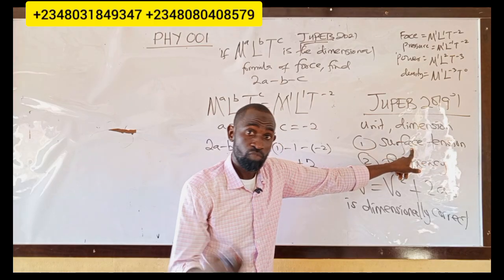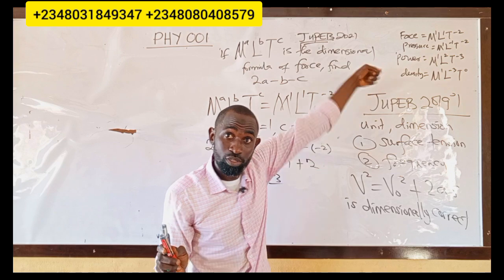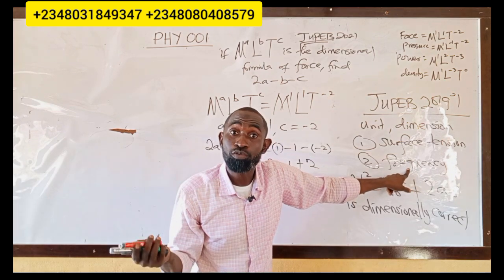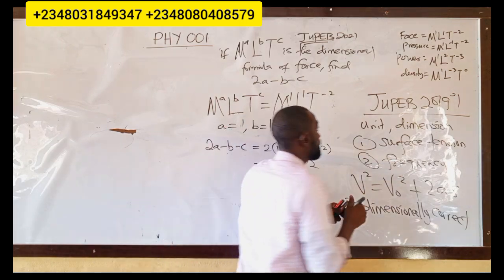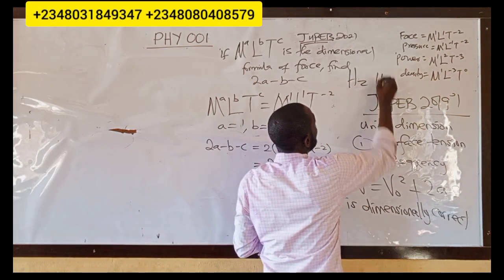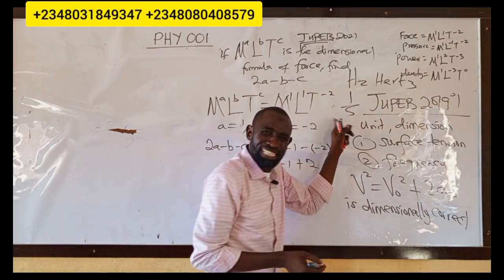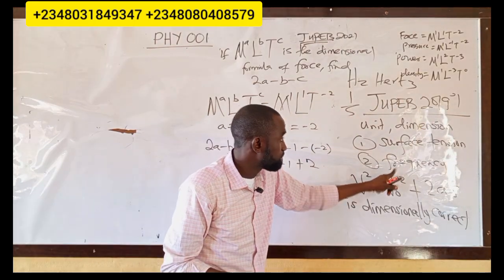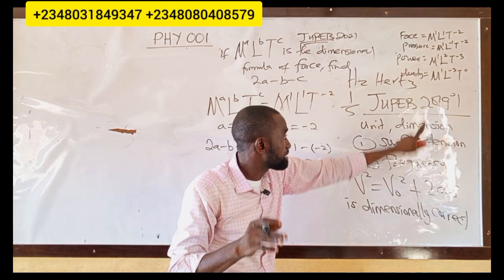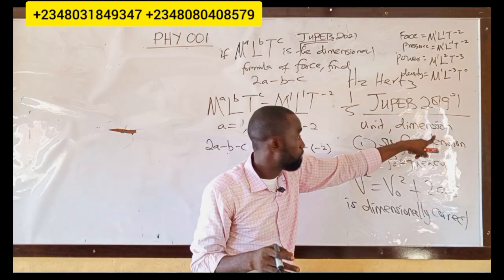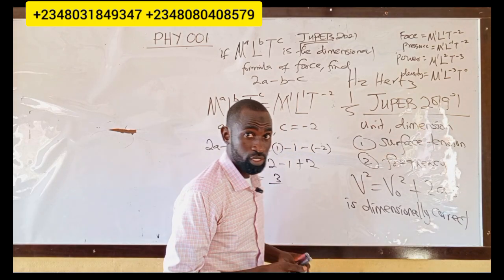Surface tension is force over length. I'm giving you the formula, so go and get the unit and dimension. What is frequency? Per second. It should be in hertz, H-E-R-T-Z, or per second. So surface tension is force per unit length. Go and do that, get the units and the dimension, and just give me the answer. Drop your answer in the comment box below.